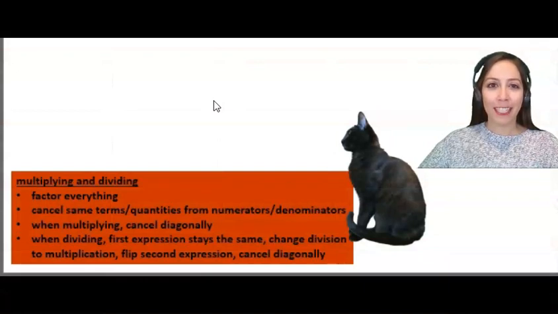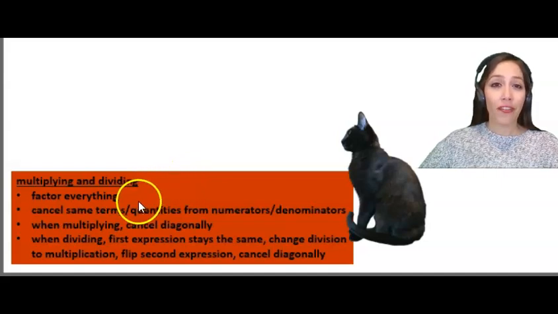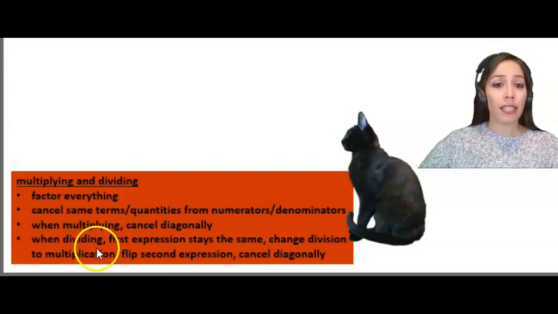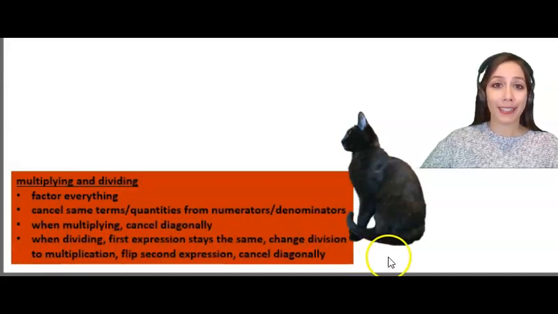Chloe is here with her latest cheat sheet notes. She wants you to know that when you are multiplying and dividing rational expressions, you want to factor everything that you possibly can. Also, cancel any of the same terms or quantities in the same rational expression in the numerators and denominators. When you're multiplying, remember you can cancel diagonally. And when you're dividing, you keep the first expression exactly the same, change the division sign to multiplication, flip the second expression, and then you can cancel diagonally.